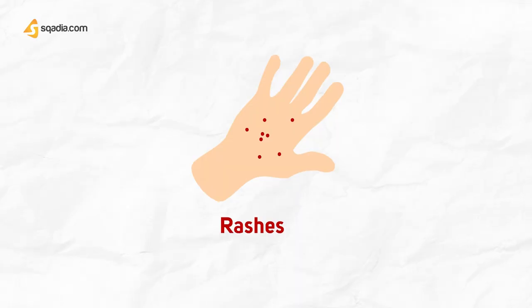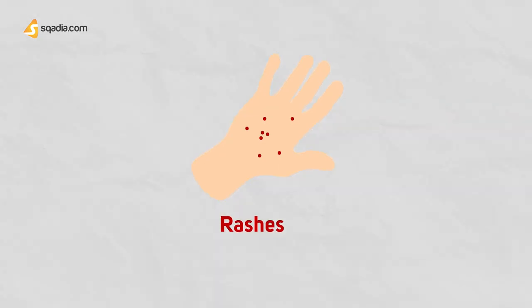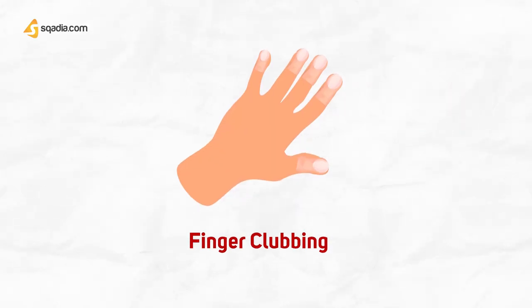Lastly, we will examine the limbs. Hands reveal a lot about the patient's condition, so make sure you examine them properly. Check for any rashes, pigmentation, or conditions such as arthritis or Raynaud's phenomenon. In Raynaud's phenomenon, there's decreased blood flow in the fingers of the hand. Also check the fingers if any finger clubbing is present, which may indicate a systemic disease.